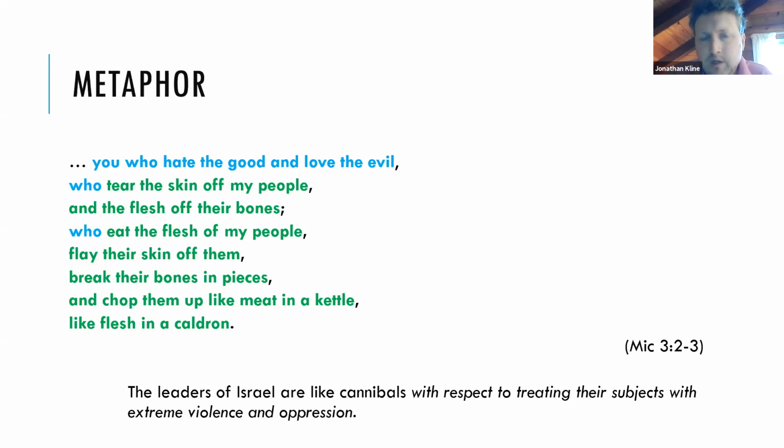oppression. So the words in blue are talking about the leaders of Israel, those who hate the good and love the evil. And then the rest of the words, those in green, the metaphor is that they're cannibals. They're chopping up the people and throwing their bones and skin in a pot and eating them. And so this is a very powerful way of describing the oppression with which the leaders are oppressing the people.